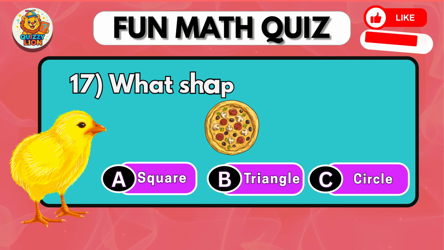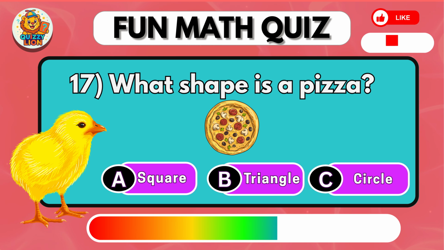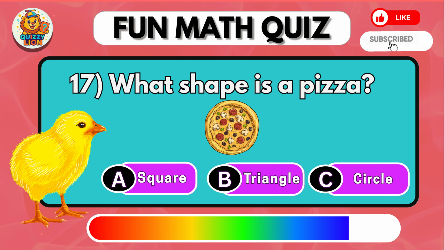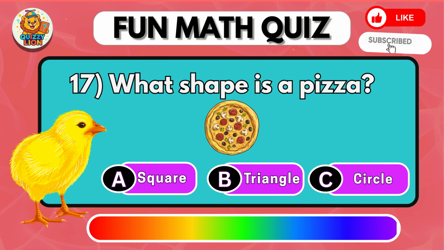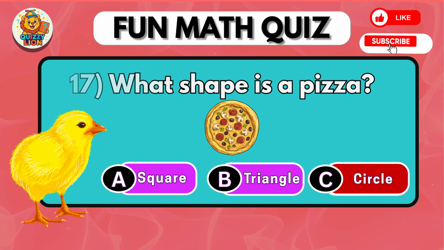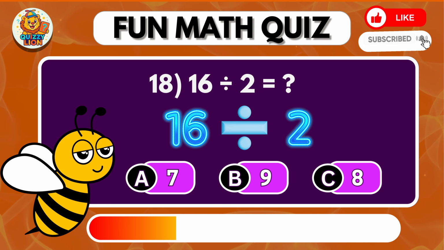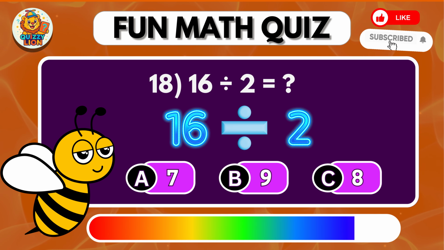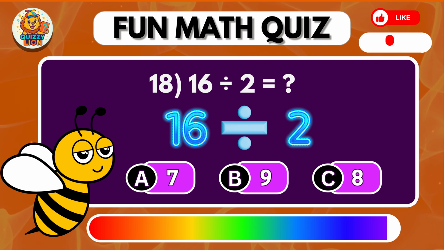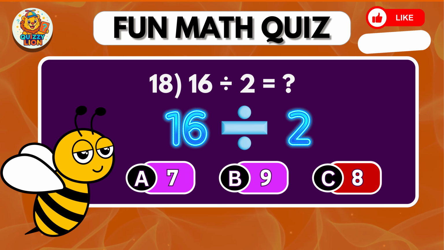What shape is a pizza? Correct, it's circle. 16 divided by 2 equals what? Correct, it's 8.